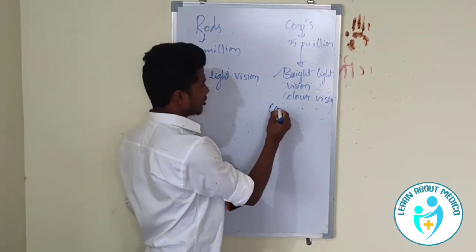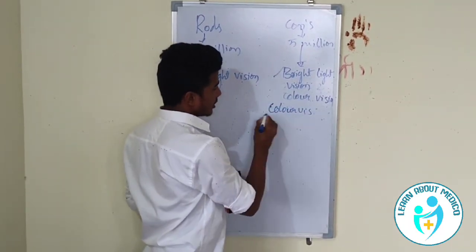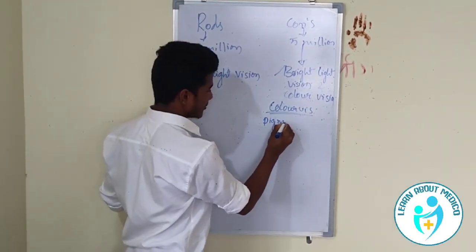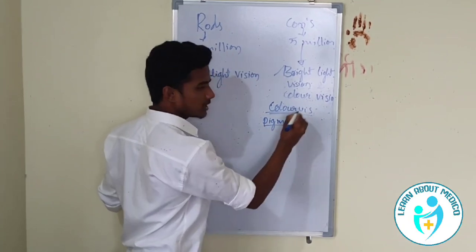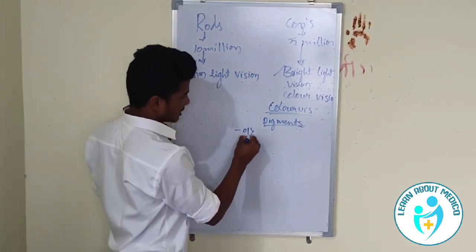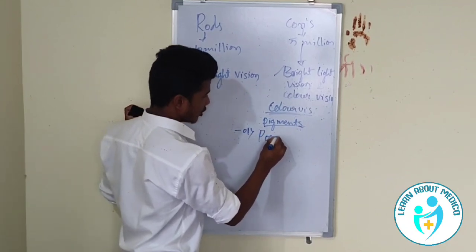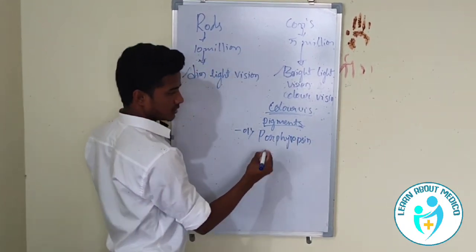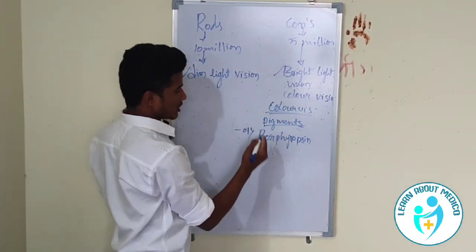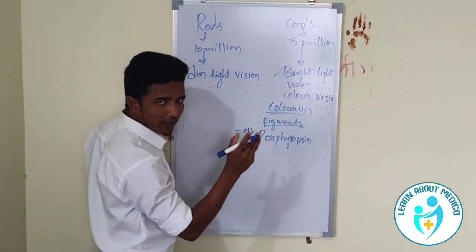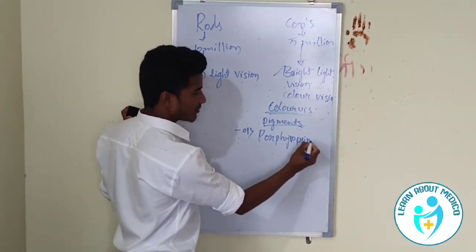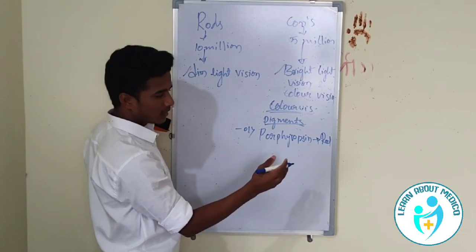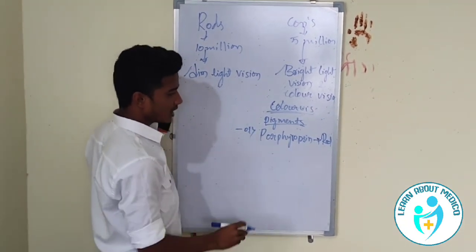For color vision, the cones have pigments. The first one is porphyropsin, which is responsible for red color vision.